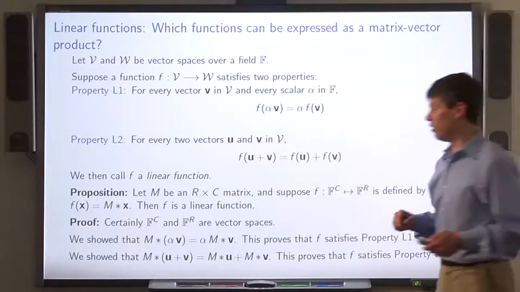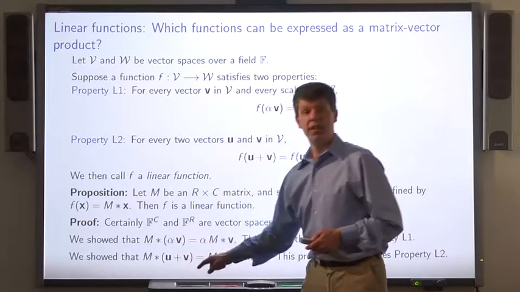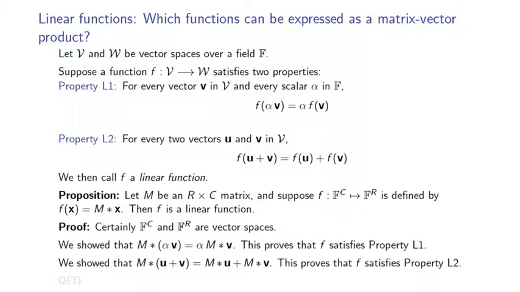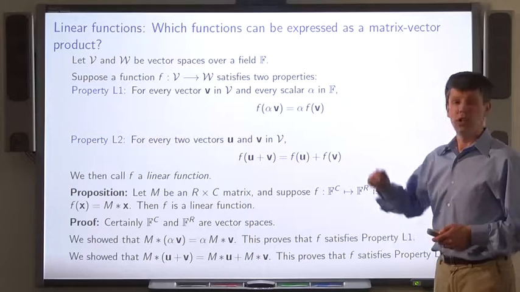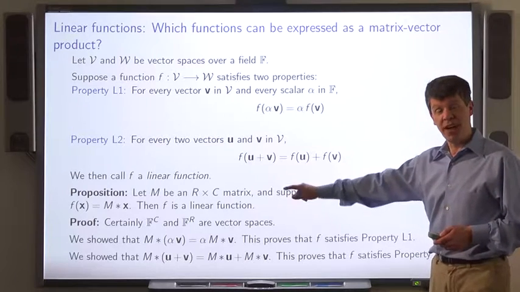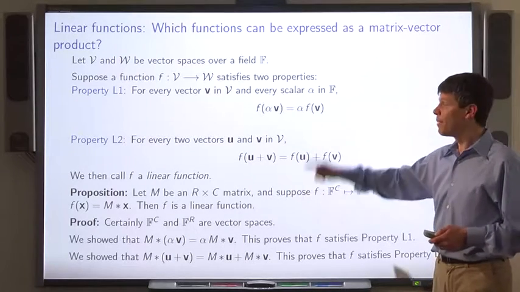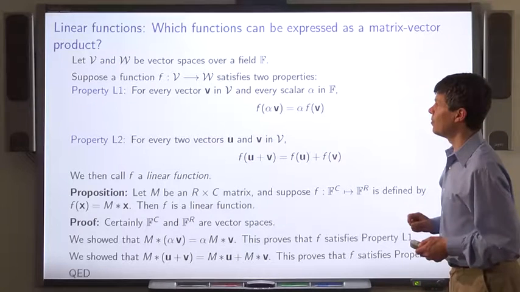We also showed earlier that M times the vector sum u plus v equals the vector sum of M times u and M times v. And this proves that the function satisfies property L2. So any function defined by matrix vector multiplication is a linear function.